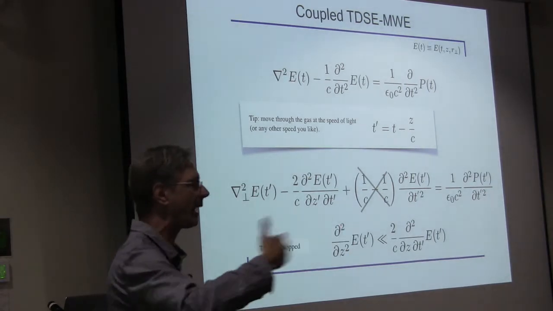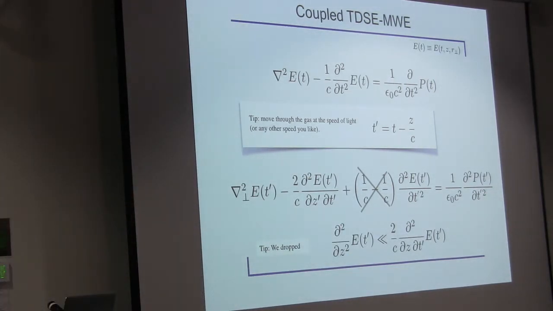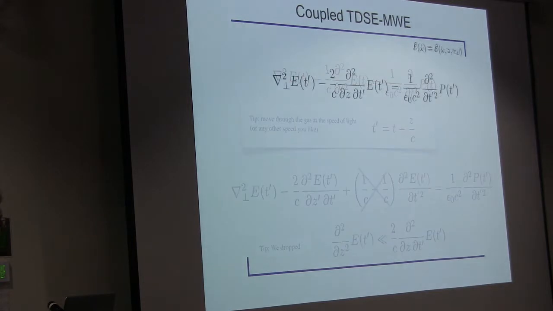It's saying there's no backward propagating light. You're just ignoring that. So you could not do this at solid density, but up to really high density it works really well. And this is on the full laser field. So now this is the equation that we're left with in time, this time where we're moving along with the pulse at the speed of light.